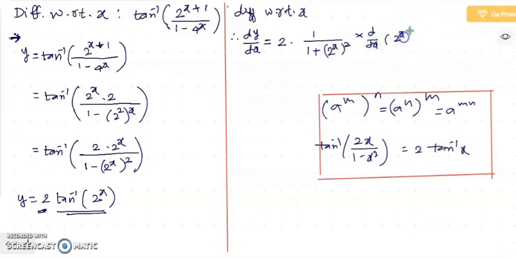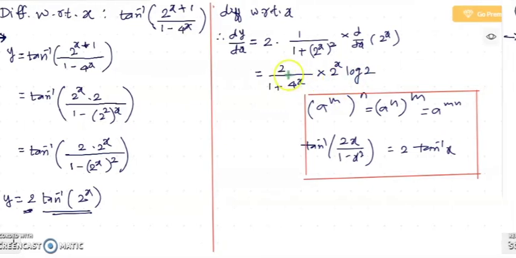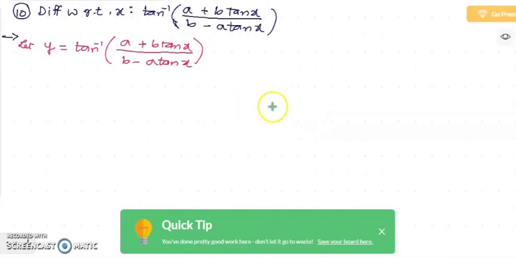2 raised to x, which is equal to 2 upon 1 plus (2 raised to x) square, which is 2 raised to 2x also, or you can write 2 raised to x square, meaning 2 raised to x twice, which is 4 raised to x. So I may write that as 4 raised to x also if I want, and then into d by dx of 2 raised to x, which is 2 raised to x log 2.